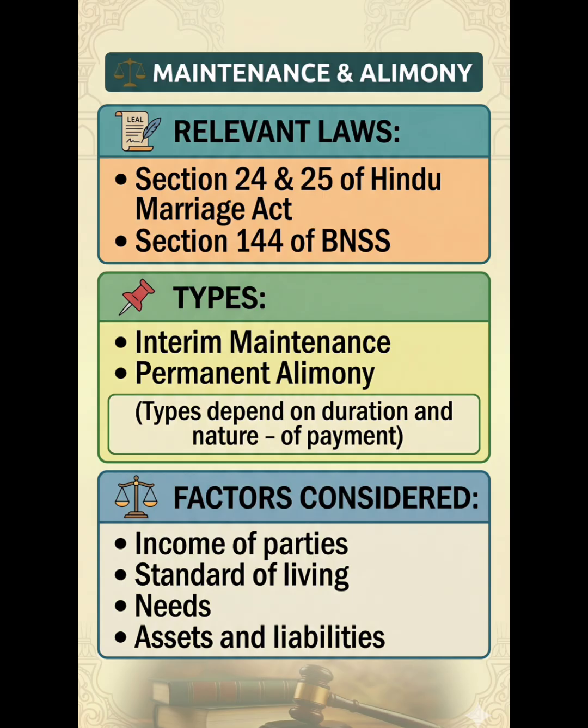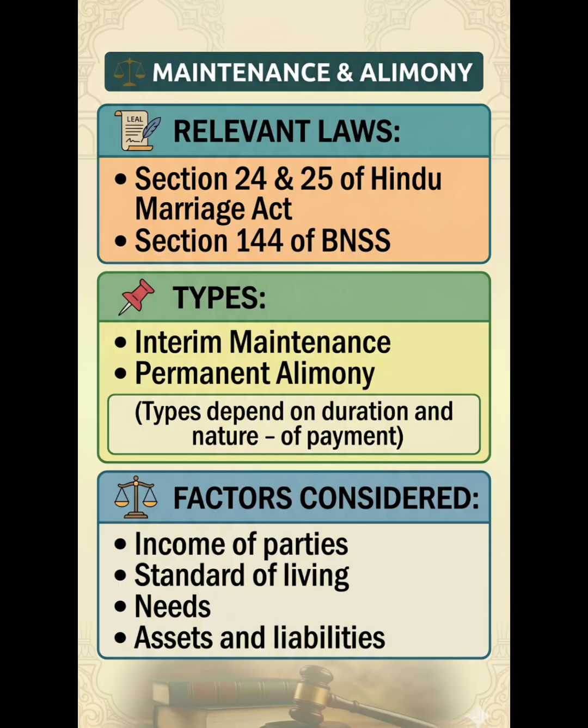Then types, how many types of maintenance? Interim maintenance and permanent alimony. Factors considered: income of parties, standard of living, needs, assets and liabilities. These are the factors which may be considered.